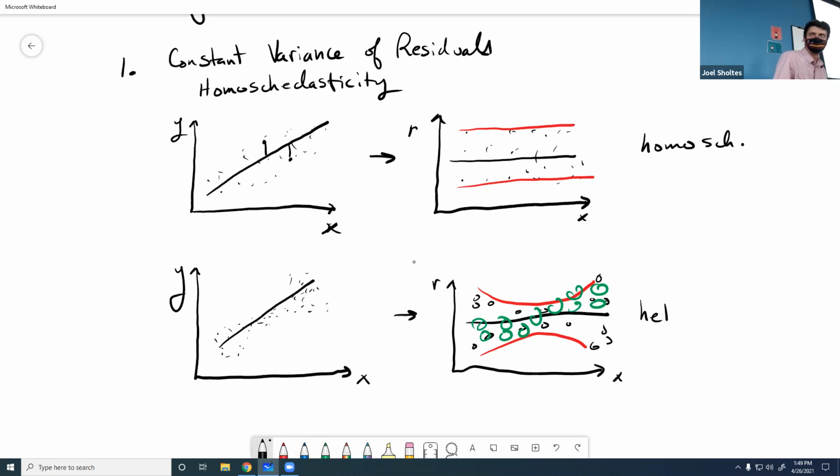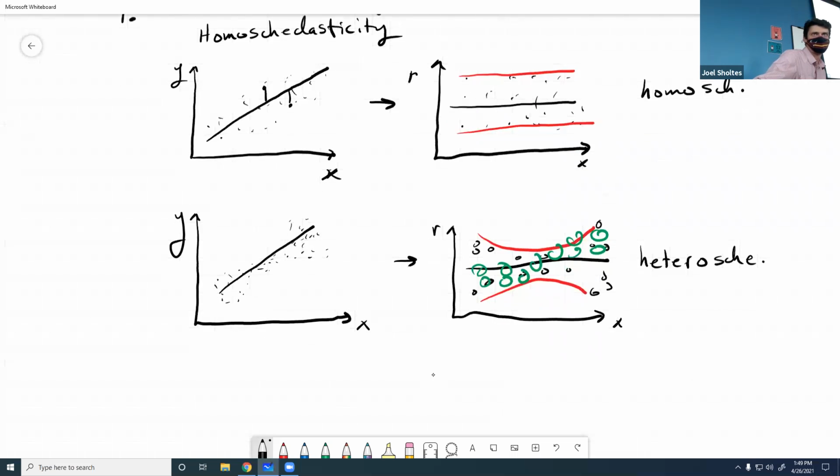And this is what's called heteroskedastic. A lot of the assumptions and tests we do don't work if this is the case. So you want to have a roughly even distribution. This is mostly a visual assessment, and a linear kind of spread for low to high values of X.